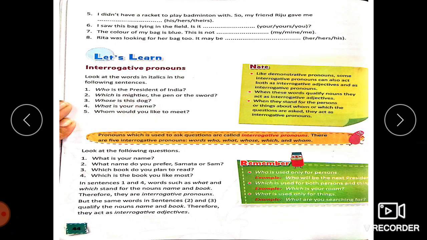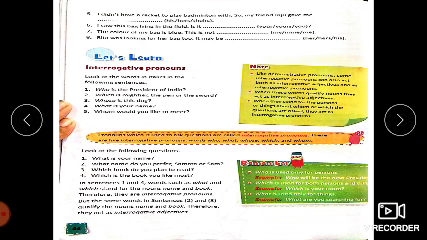Whose is this dog? Whose again stands for a noun, the person to whom the dog belongs. What is your name? Referring to the name of the person. Whom would you like to meet? Again, whom, obviously talking about some person you would like to meet. Hence, these are all used as interrogative pronouns.